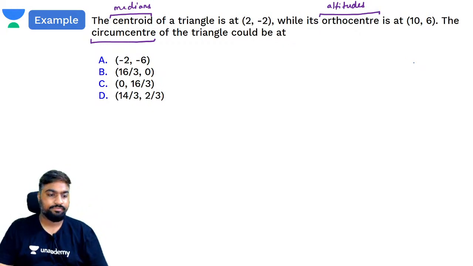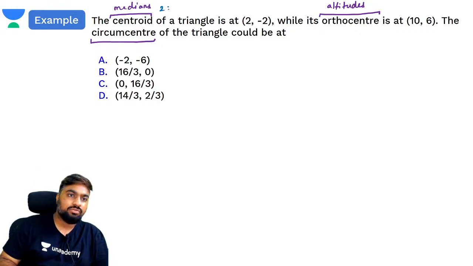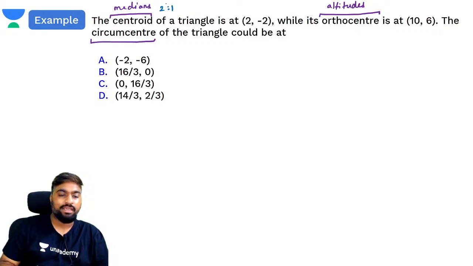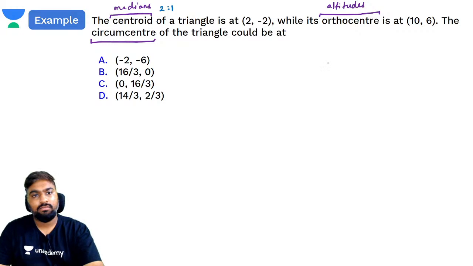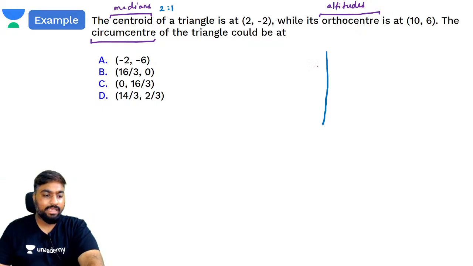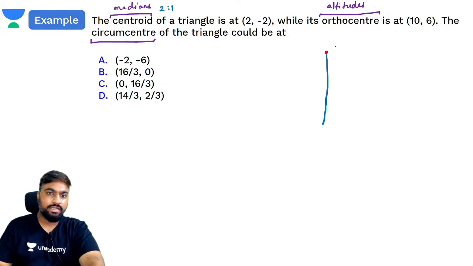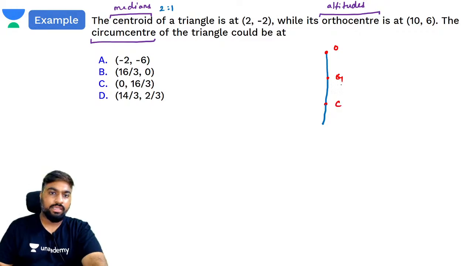What is centroid? Centroid क्या करता है? Centroid divides a given line in the ratio 2:1, correct? Median को 2:1 में divide करेगा वो। तो if I consider this as the median, अगर ये median है अपना, yes, तो here technically somewhere here should be our ortho center, yes, somewhere here should be our centroid which is G, and somewhere here should be our circumcenter which is C.